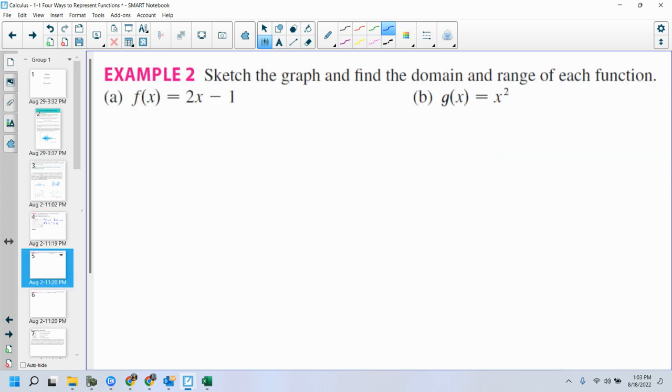Sketch the graph and find the domain and range of each function. Sketch, keyword there, sketch the graph. First thing we got is f of x is equal to 2x minus 1. We got g of x is equal to x squared. Let's do f of x first.